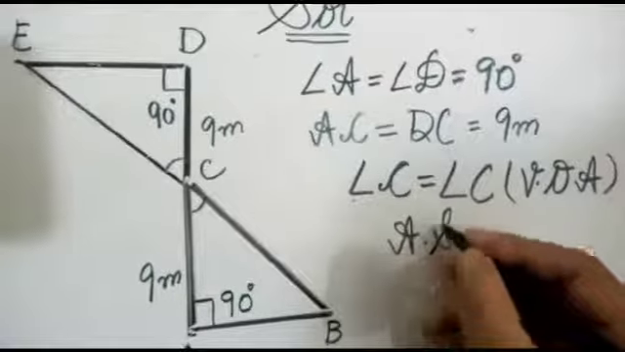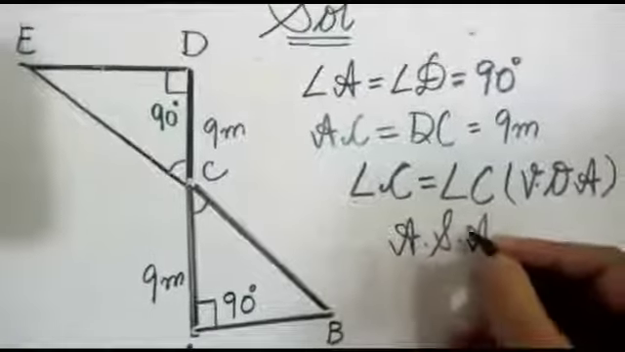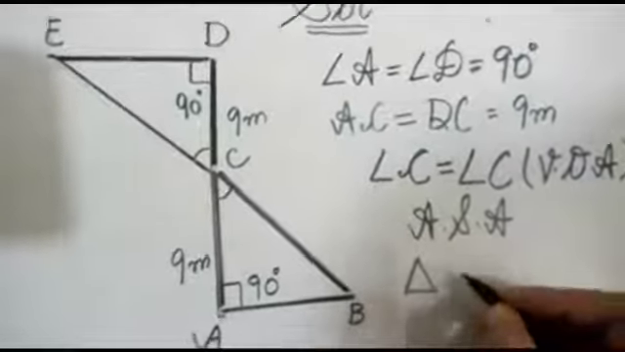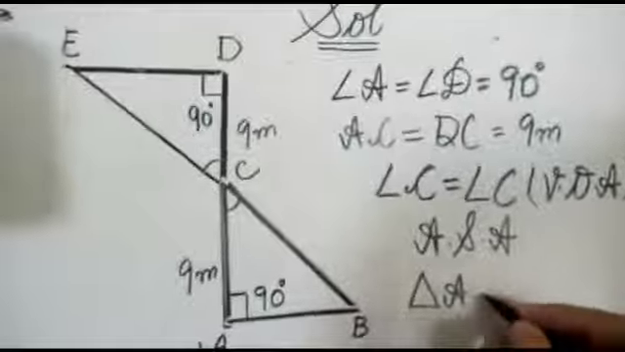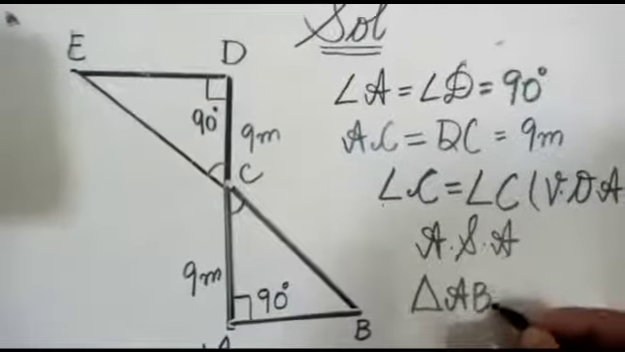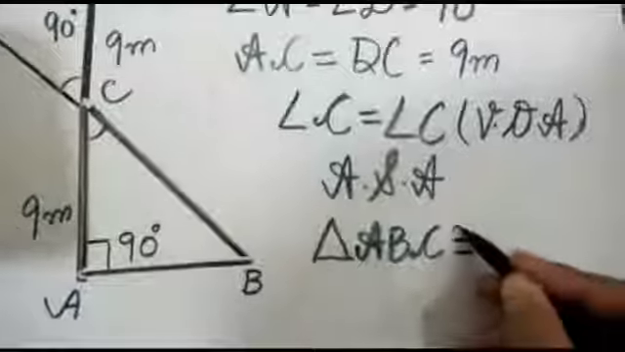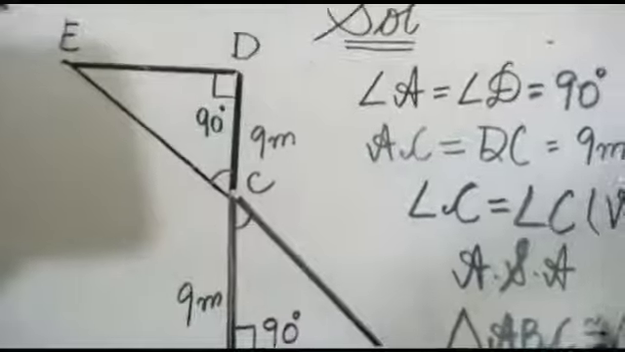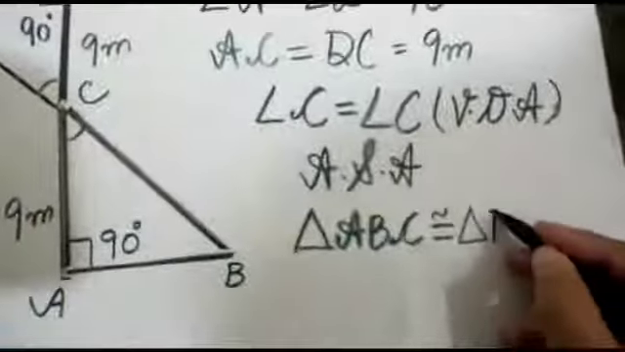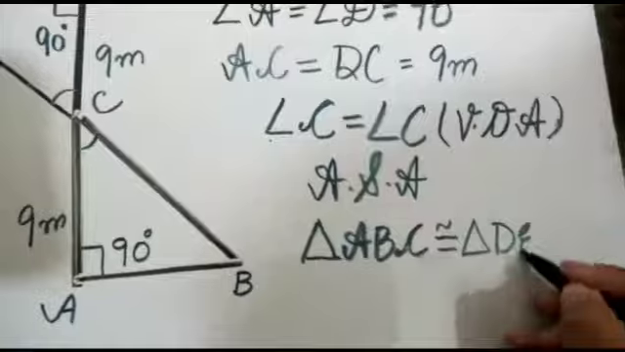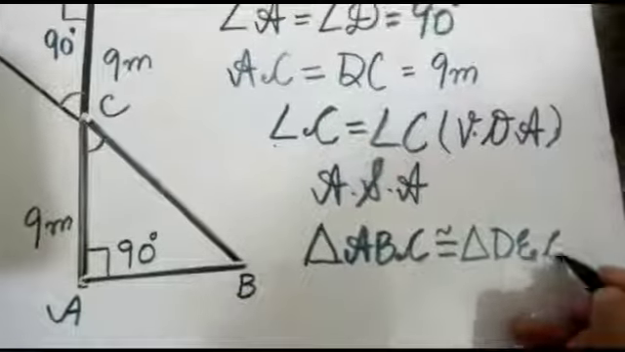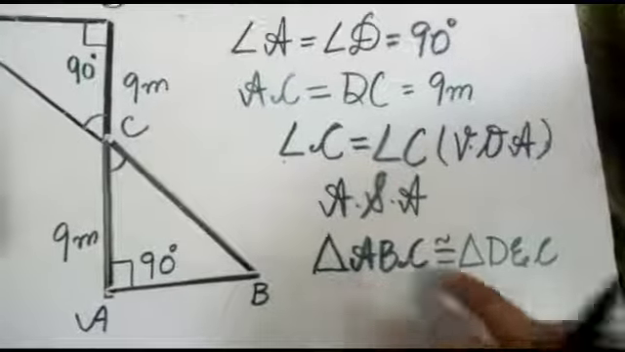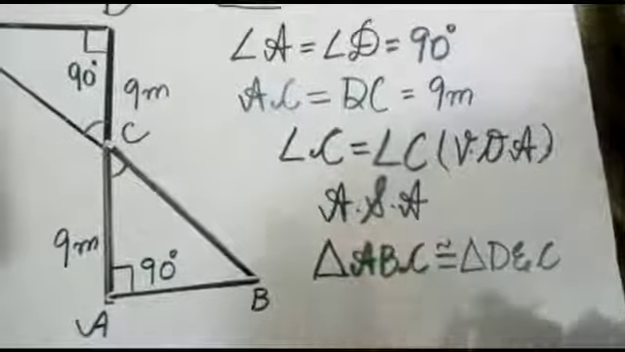By ASA property, we can write that triangle ABC is congruent to triangle DEC. So now we have proved that these two right angle triangles are congruent to each other by ASA property.